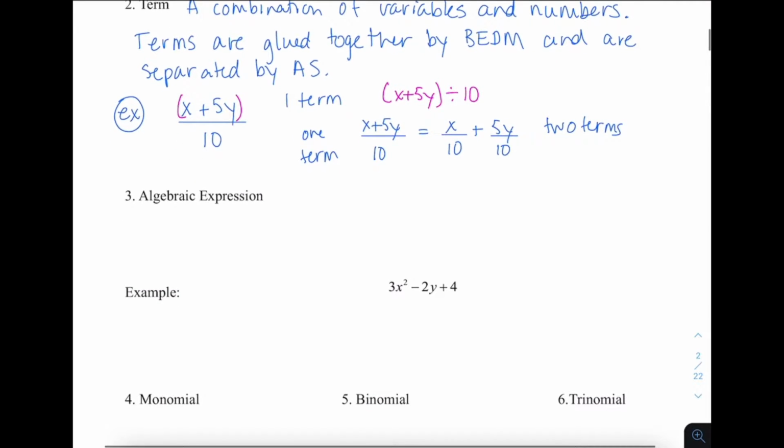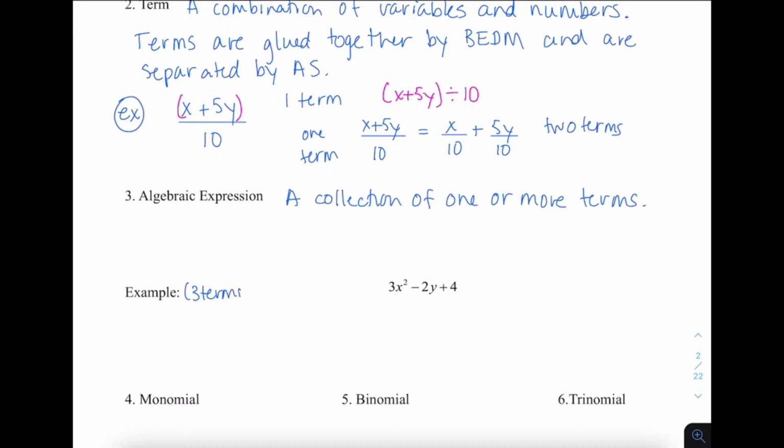Okay, I've used this word algebraic expression already a few times. What is it exactly? An algebraic expression is a collection of one or more terms. Now, if I look at this example, I have 3x squared minus 2y plus 4. This is an example of an algebraic expression, and this algebraic expression has three terms. The terms are 3x squared, 2y, and 4. And we can see that they're separated by subtraction and then addition.